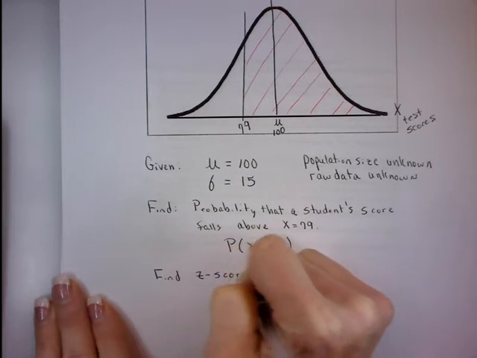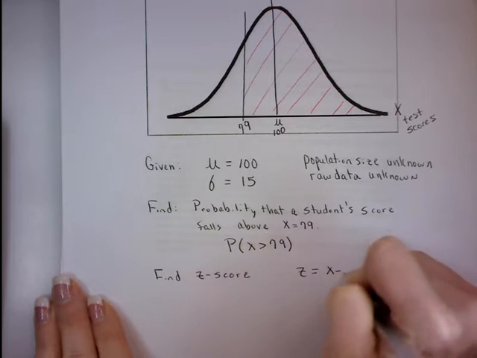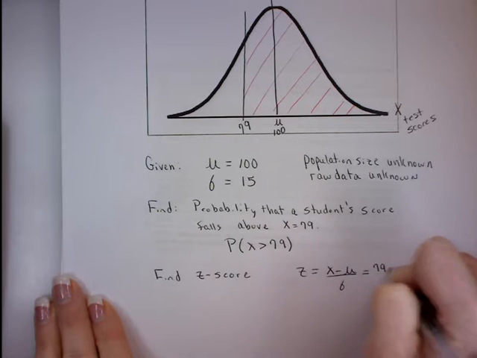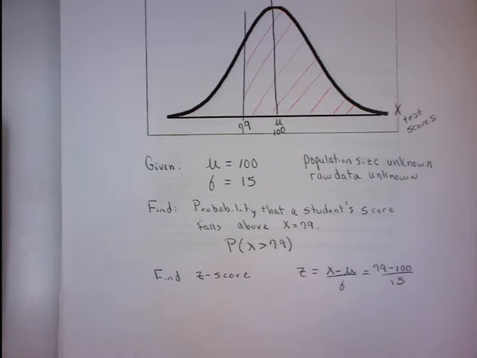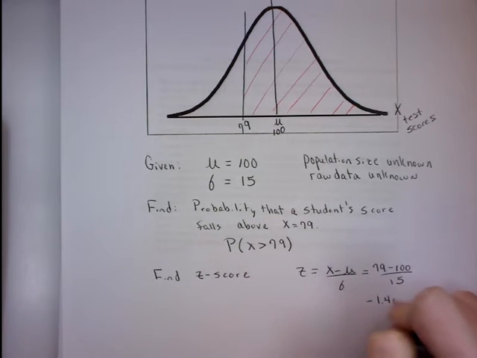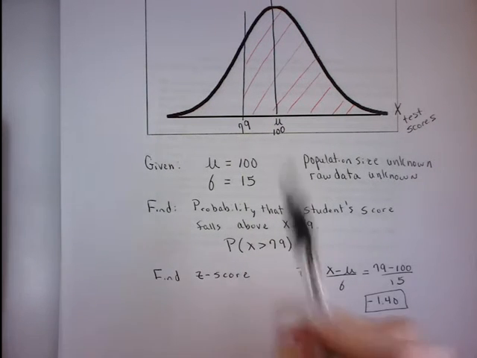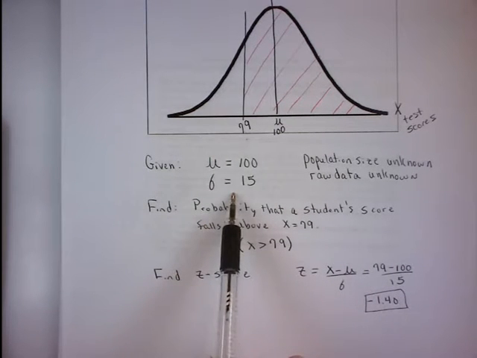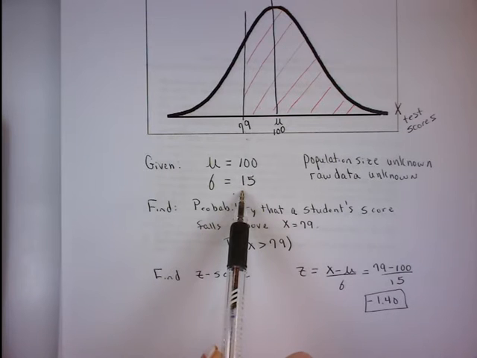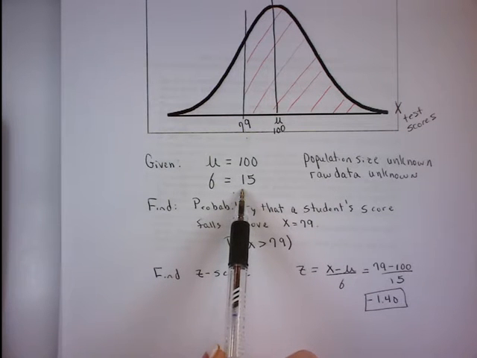And this is if you're working these by hand. Z is x minus mu divided by sigma, 79 minus 100 divided by 15. And you will round that to two places. And that's a negative 1.40, which actually does not need to be rounded because it's exactly negative 1.40. This means that this 79 is 1.4 standard deviations below the class average of 100.